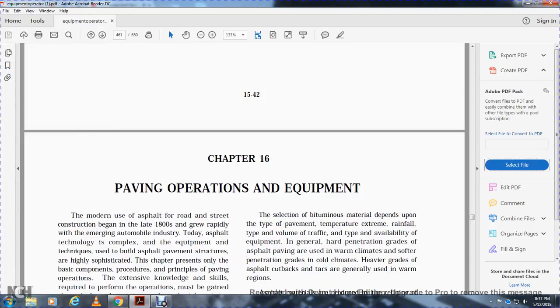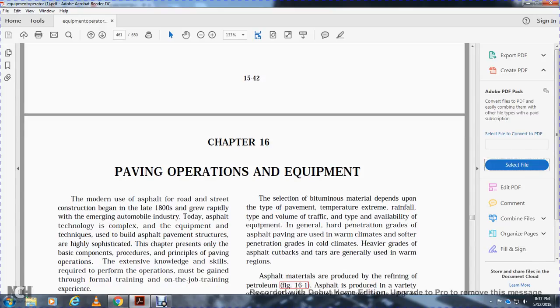Alright, Chapter 16, Paving Operations and Equipment. The modern use of asphalt in road and street construction began in the late 1800s and grew rapidly with the emerging automobile industry. Today, asphalt technology is complex. The equipment and techniques used to build asphalt pavement are highly sophisticated. This chapter presents only the basic components, procedures, and principles of paving operations.